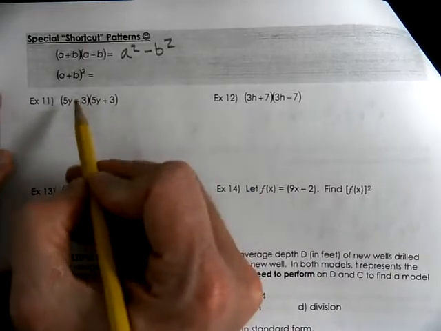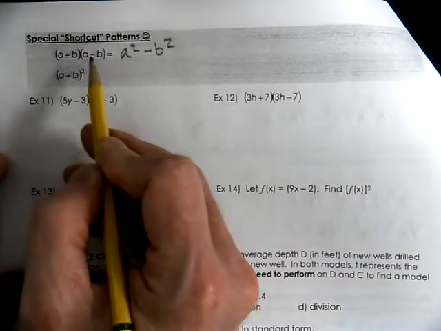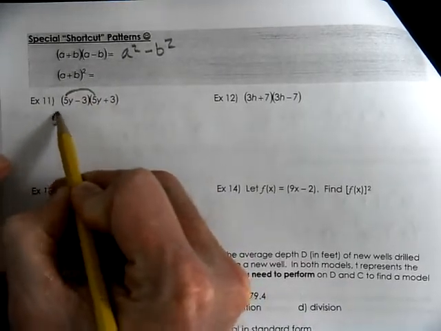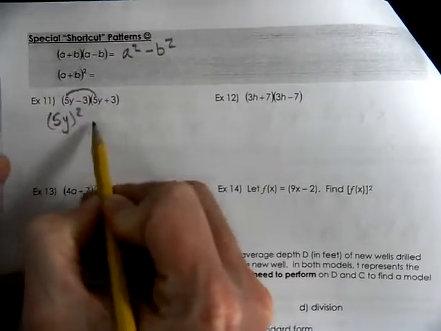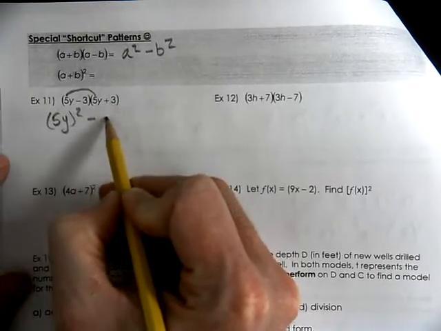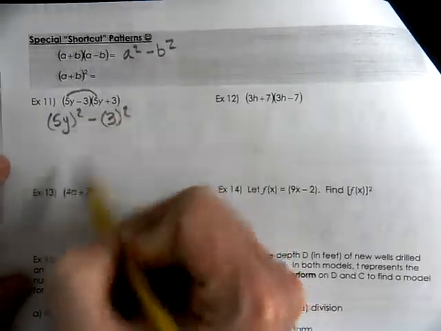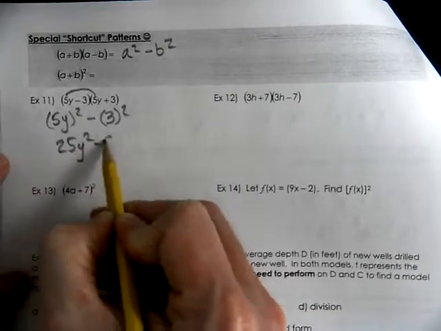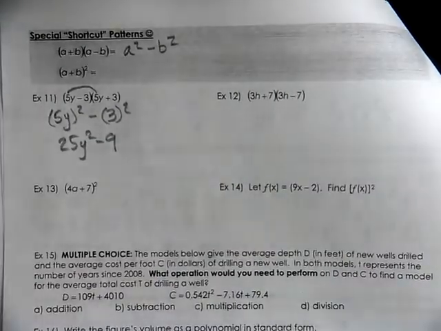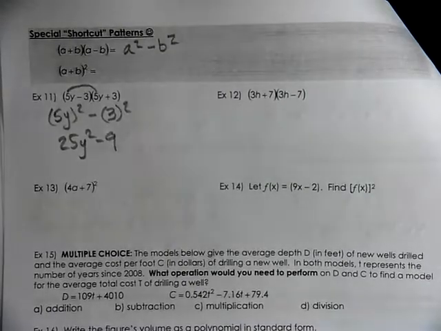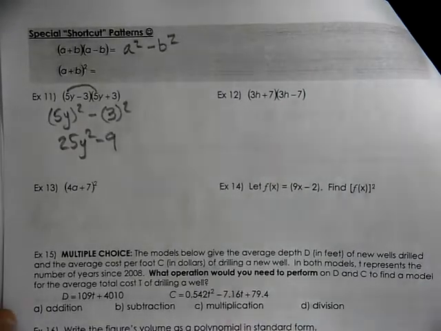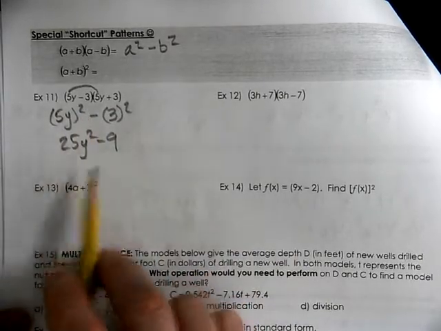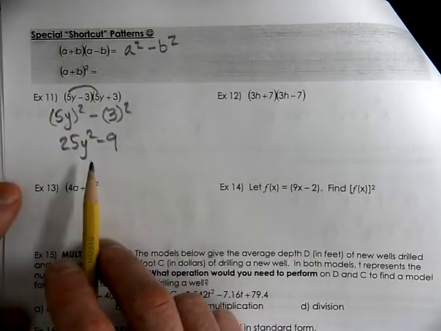So let's try that. If you're going to use the pattern, you would just say the 5y is going to be squared, and the 3 is going to be squared. So that's going to be 25y squared minus 9. And you're done. You're just using the pattern. You recognize that these are conjugates of each other. You don't have to do the whole FOIL portion of it.